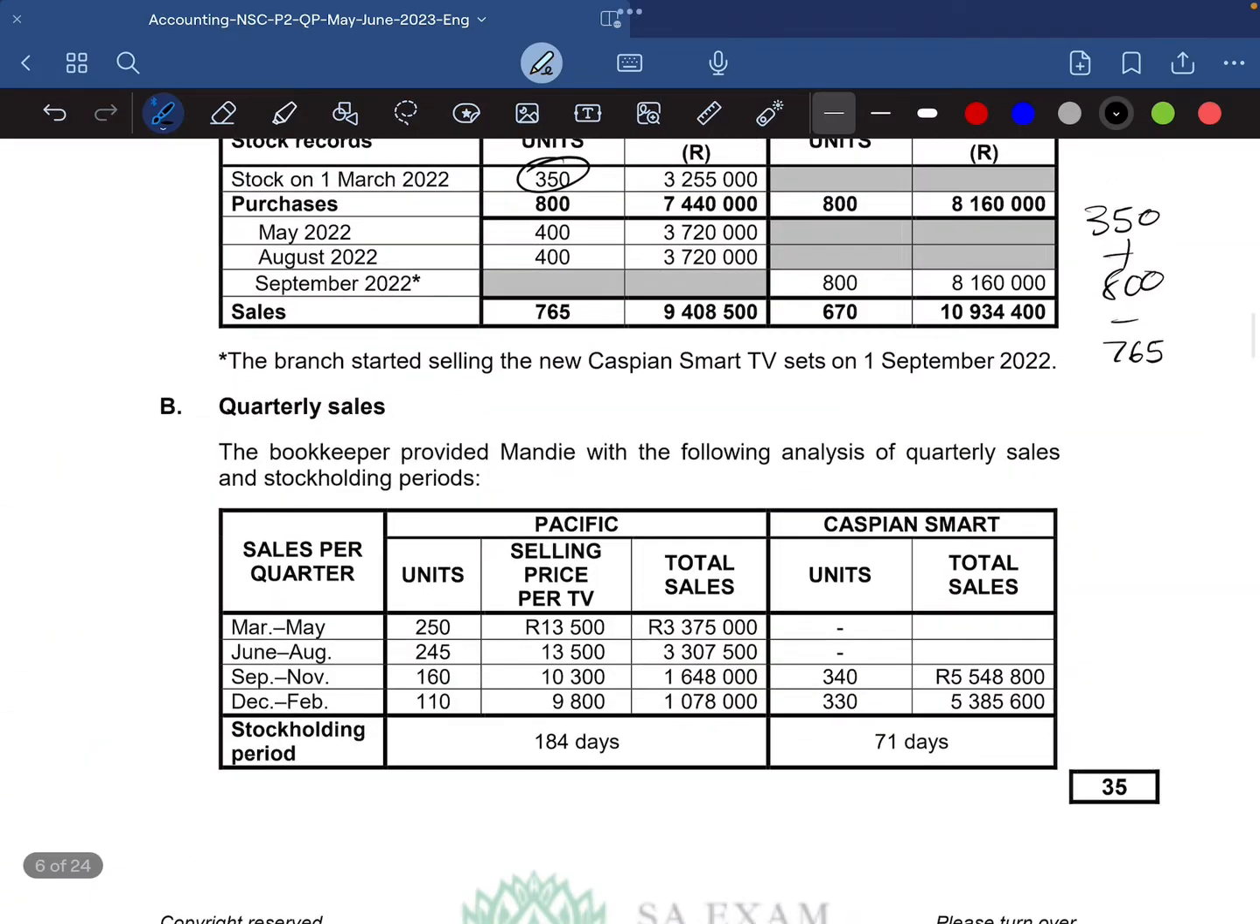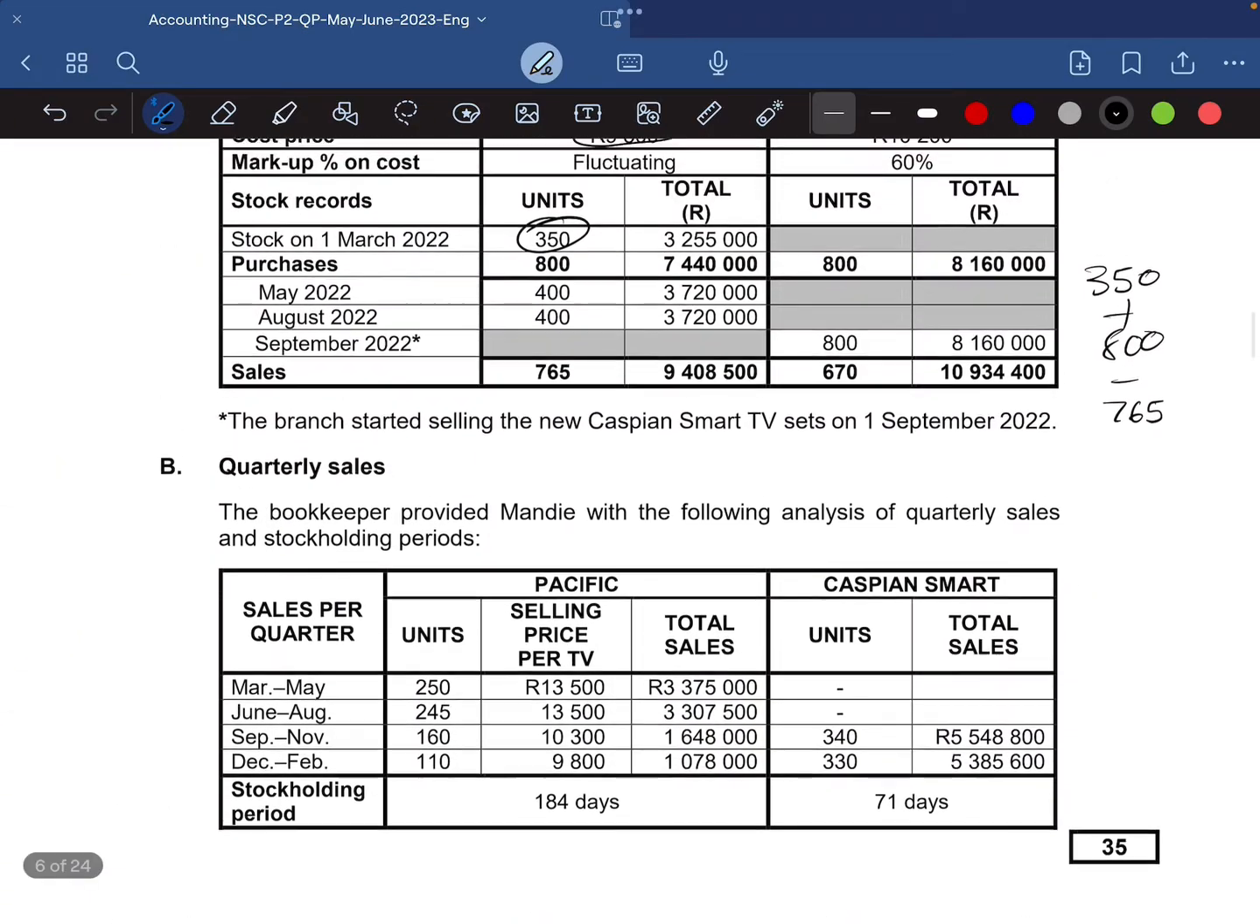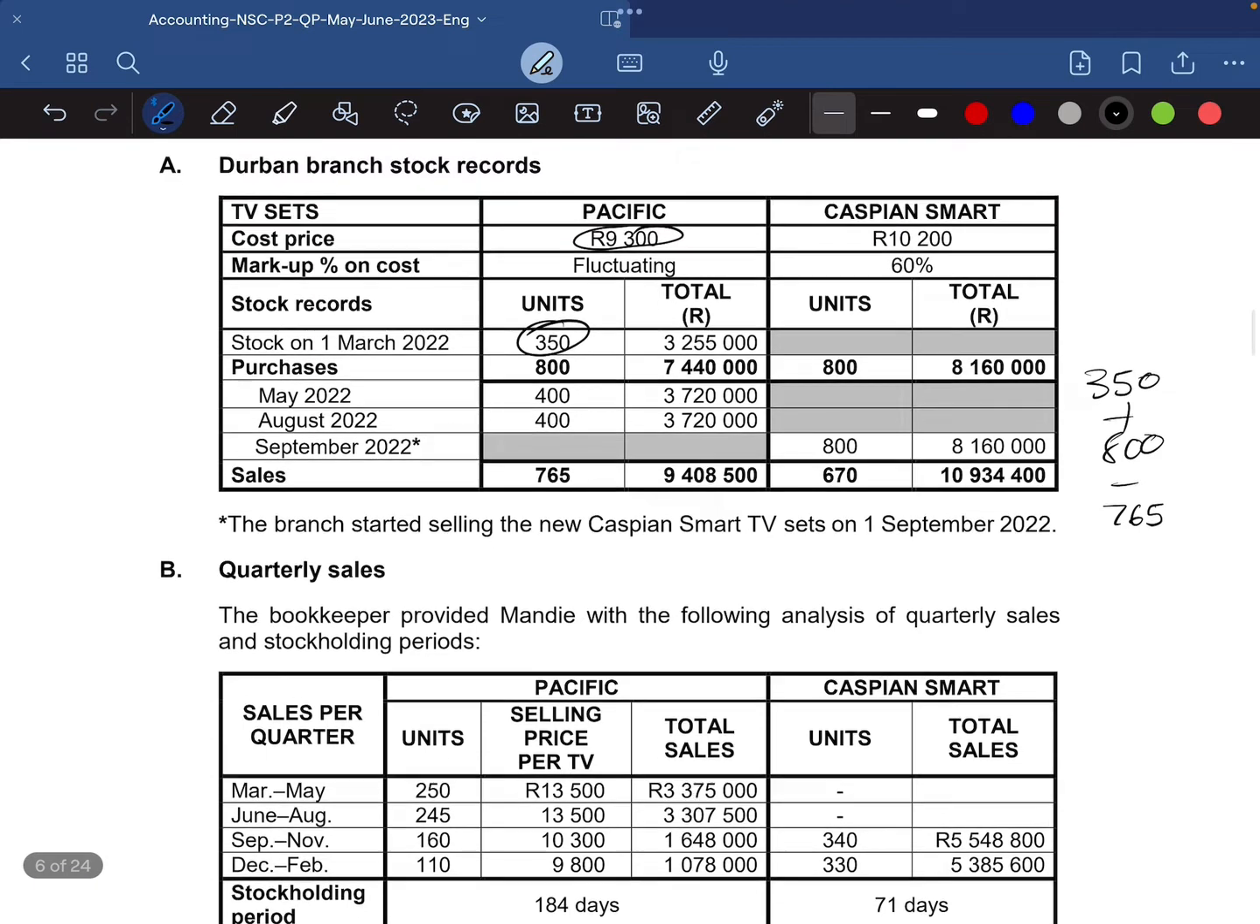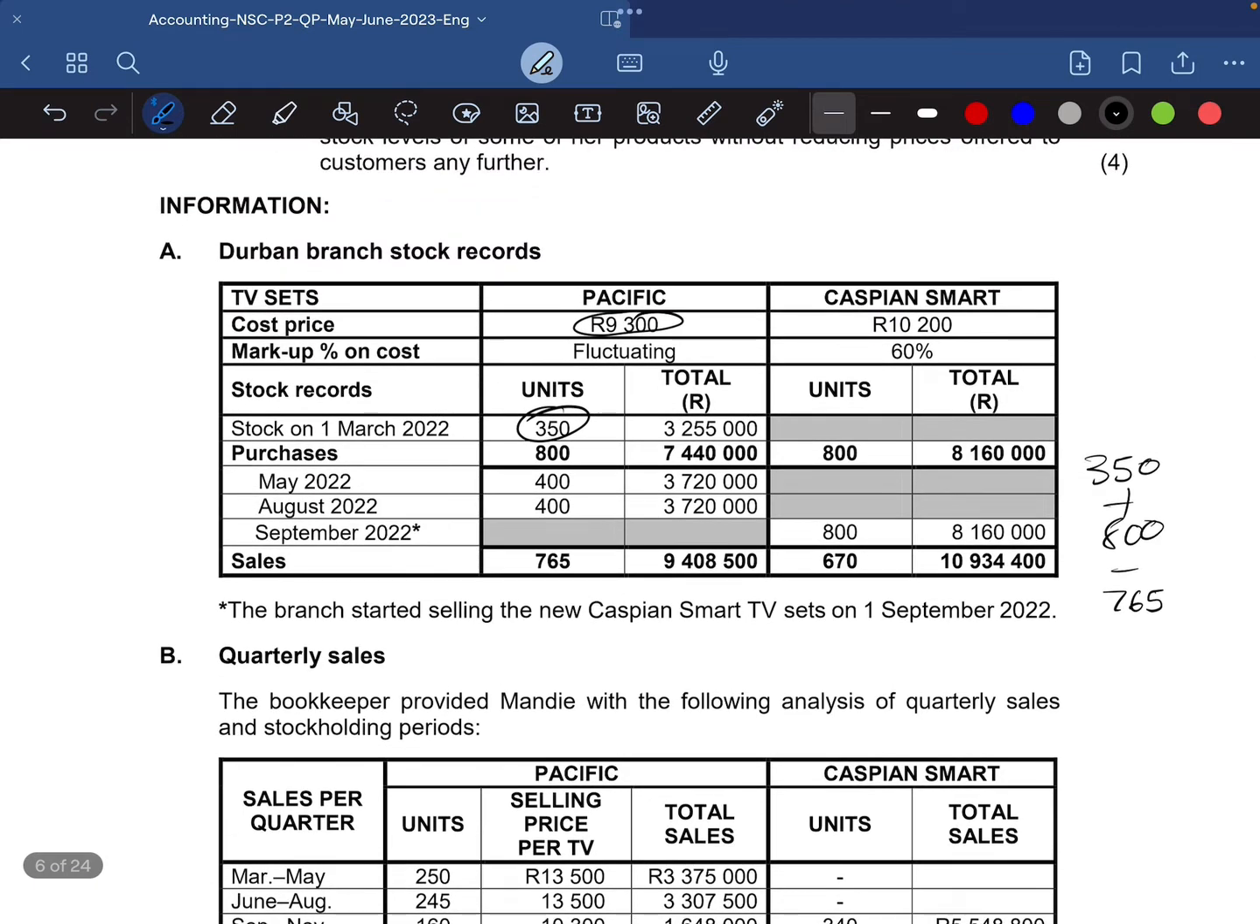And then 2.2.2, it says calculate the gross profit on the Caspian smart TV set on 28 February 2023. So we are supposed to calculate the gross profit. Here we have made sales of 10,934,400. This is what we have sold, and then we have purchased 800 units worth 8,160,000.